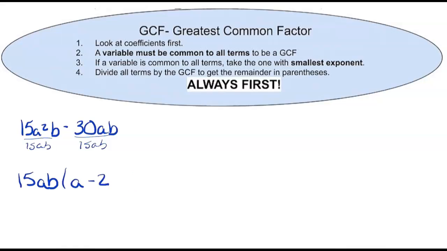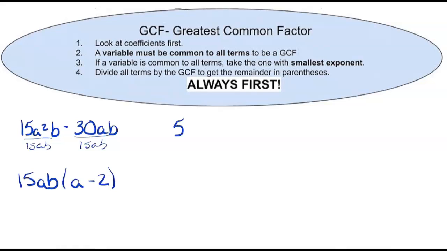That parenthesis looks a little funny over there. Let me move it back over here. There we go. 15AB is my greatest common factor. Multiplied, what's left inside is A minus 2 inside parentheses because we brought our parentheses back. We turned it back into multiplication. So let's look at another one real quick.